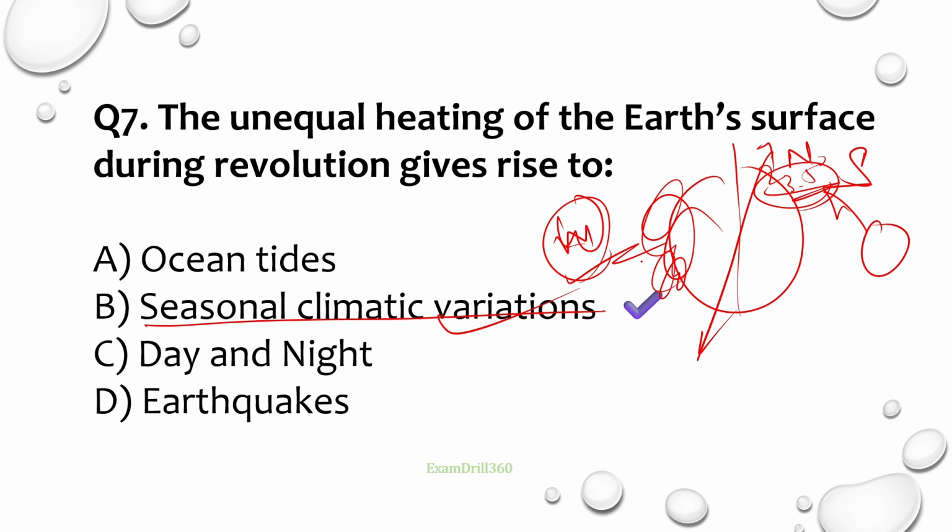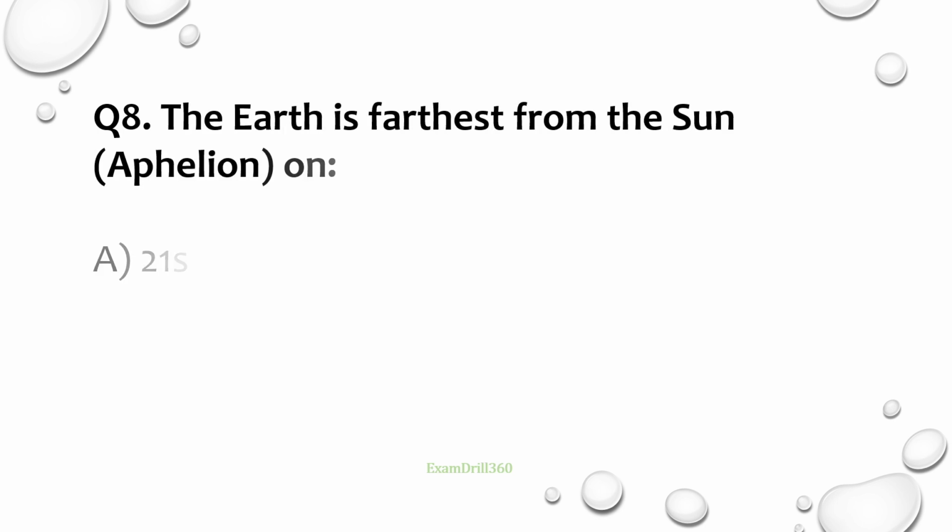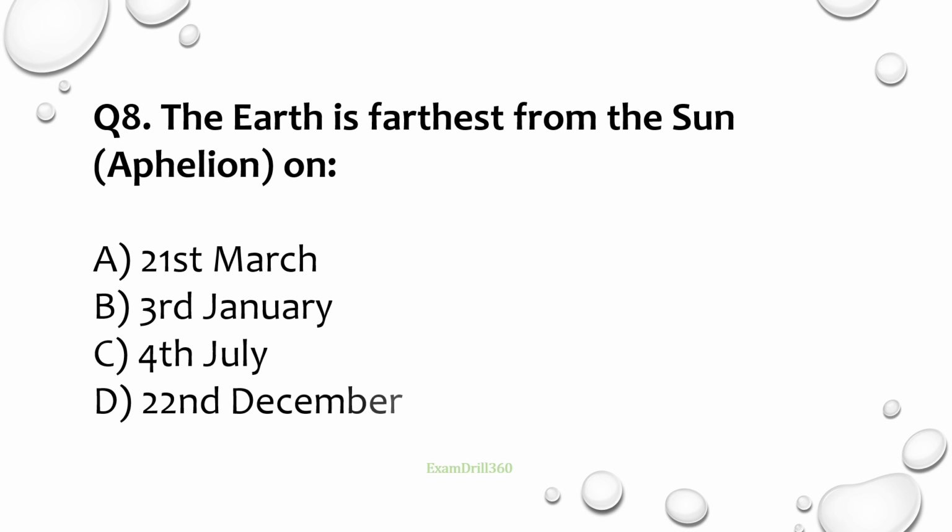Clear? Question number 8. The Earth is farthest from the Sun, aphelion, on which day? We discussed already. Aphelion is on which day? It is 4th July. And perihelion is on which day? That is 3rd January.